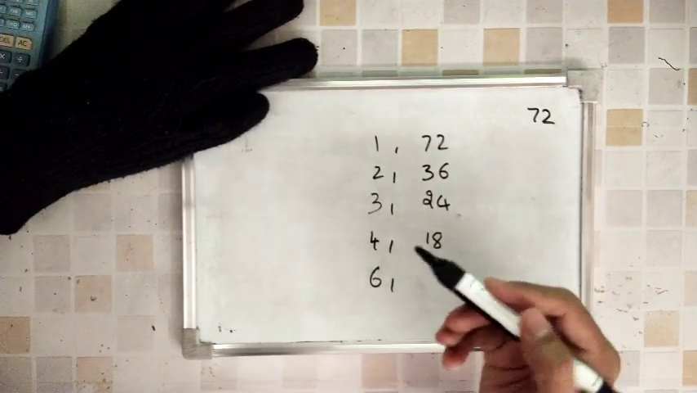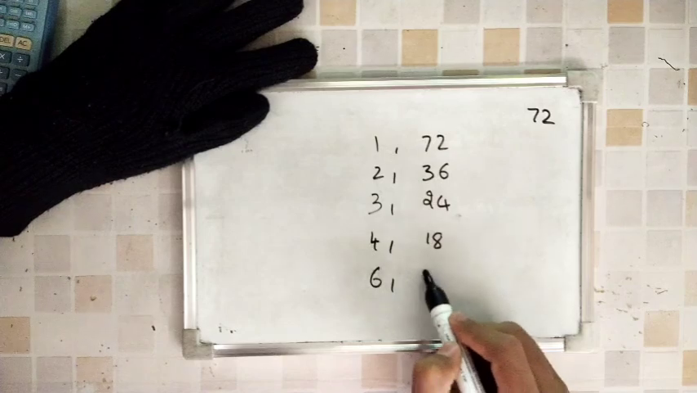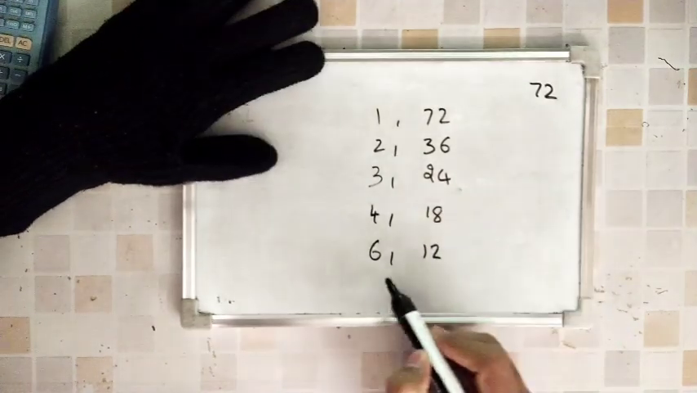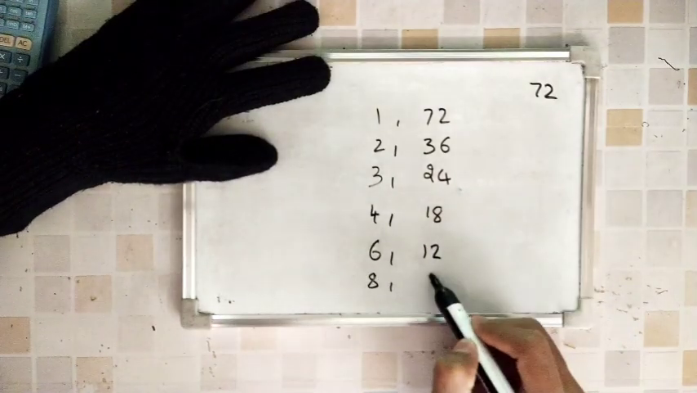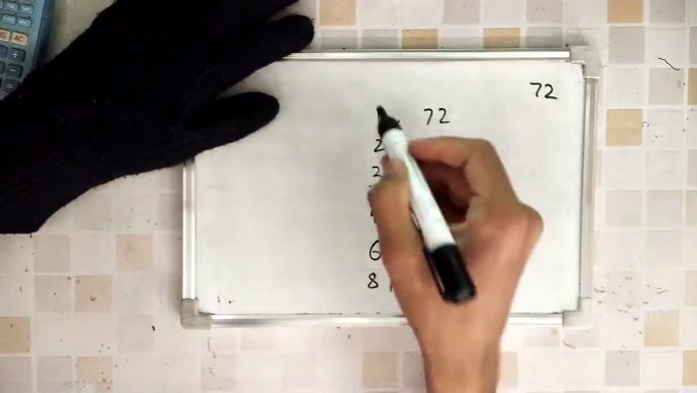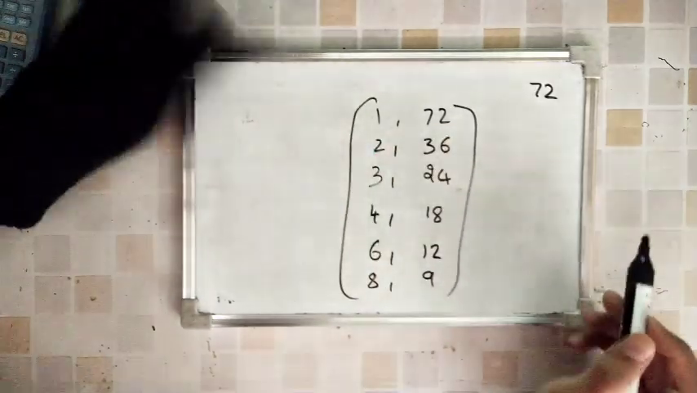Divisor 6 I can take. 6 into 12 times, 12 6 is 72. Then I can take 8 into 9 times. Okay, I'll make this like this. Then what you can do? Simply you can write now.